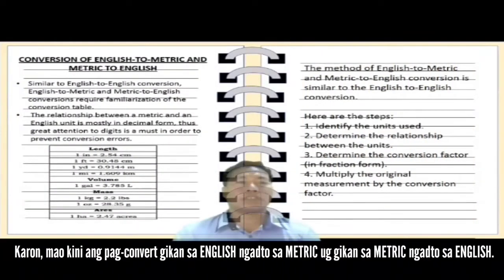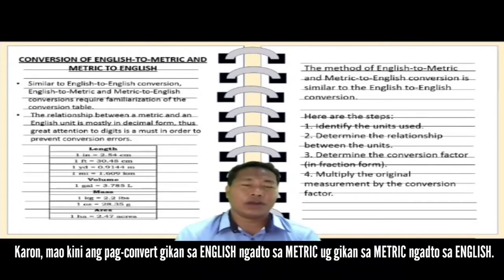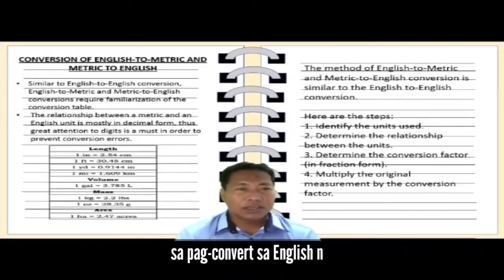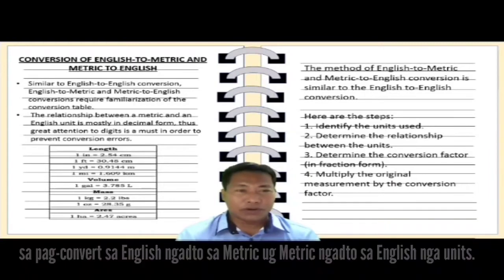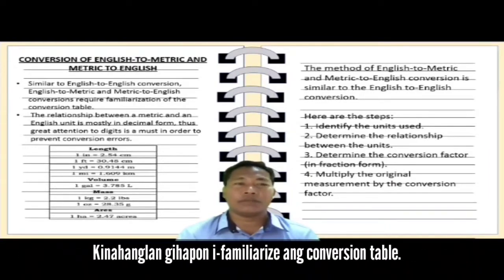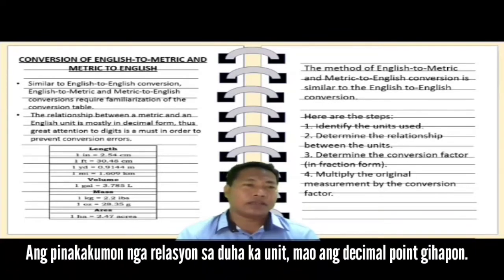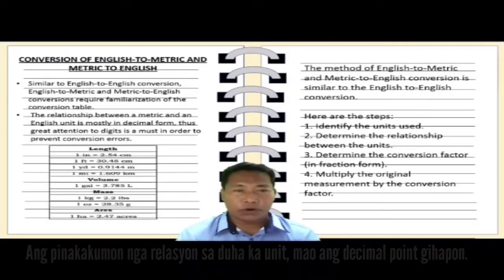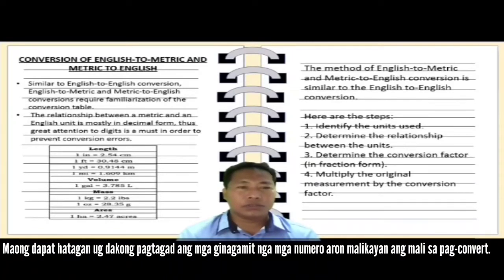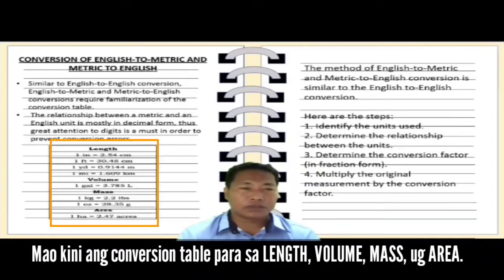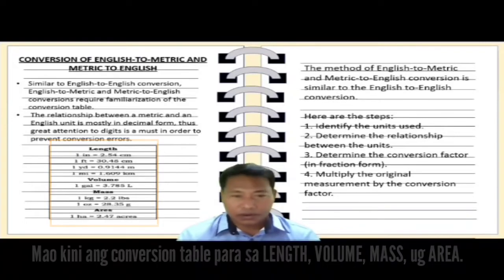Now, conversion of English to metric and metric to English. Now, similar to English conversion, English to metric and metric to English conversion require familiarization of the conversion table. The relationship between a metric and an English unit is mostly in decimal form. Thus, great attention to digits is a must in order to prevent conversion error. We have here the conversion factor tables for length, volume, mass, and area.